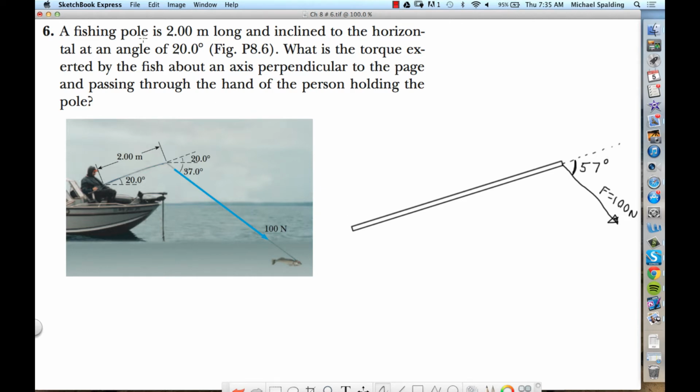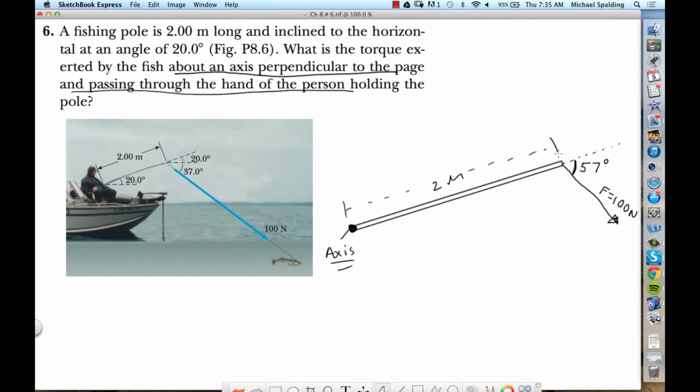The axis, in fact, I think they tell us in the problem: what is the torque exerted by the fish about an axis perpendicular to the page and passing through the hand of the person? So the axis is right here, perpendicular to the page. When they say that the axis is perpendicular to the page, that means the fishing pole can rotate in the plane of the page. It could either rotate up the page or down the page. All right, so our axis is there. The length of the fishing pole is 2 meters.